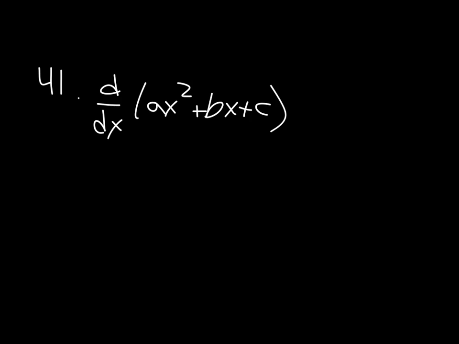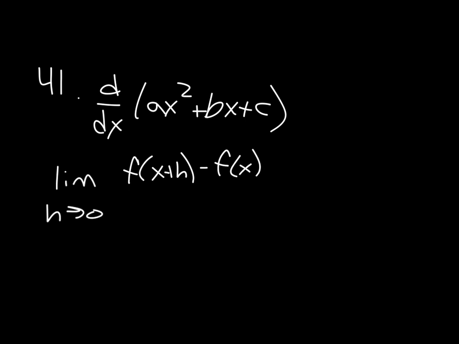All right, so we're coming up with the derivative function itself. So what does that mean we're going to do? We're going to do the limit as h approaches 0 of f of x plus h minus f of x over h. All right, so then what's the procedure?